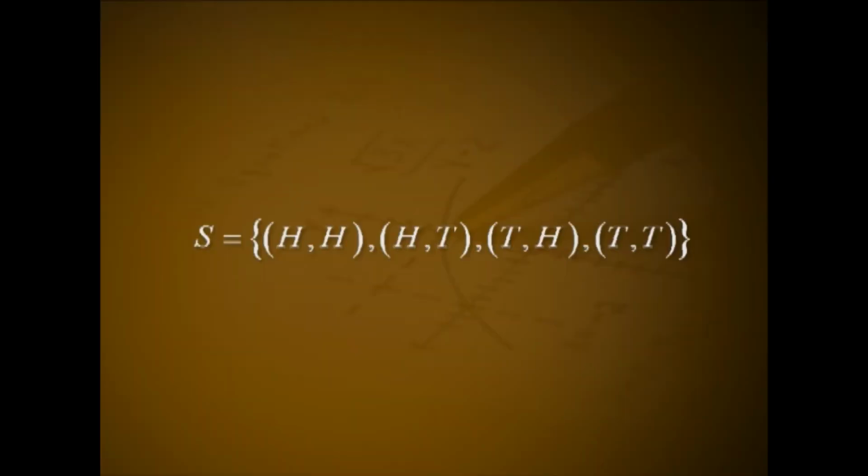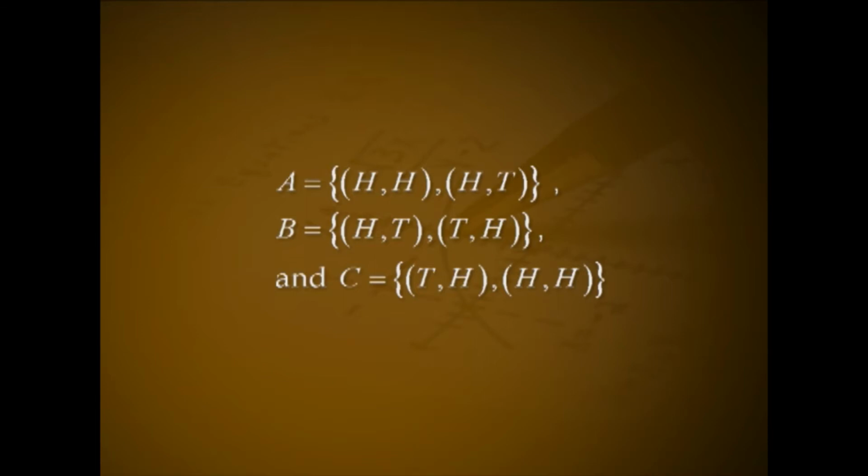Illustration. Consider the random experiment of tossing two unbiased coins. The sample space of the experiment is the set S containing the ordered pairs HH, HT, TH and TT. Since the coins are unbiased, the four possibilities are equally likely with probability 1/4 each. Consider the events A containing the ordered pairs HH, HT, B containing the ordered pairs HT, TH, and C containing the ordered pairs TH and HH.